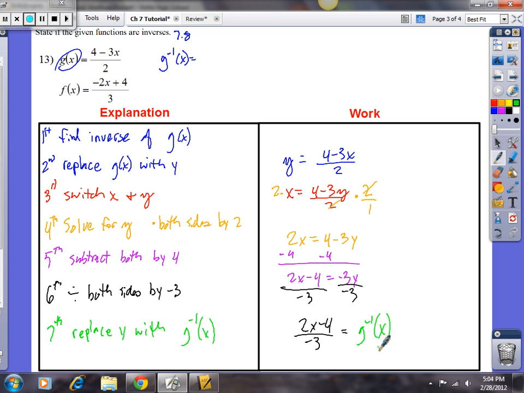Now this is kind of a tricky part. Is this the same thing as this? And the answer is yes. Even though they kind of look different, because this is a negative 2x plus 4 divided by 3, and this is 2x minus 4 divided by negative 3. They're the same thing. It's kind of like this idea.